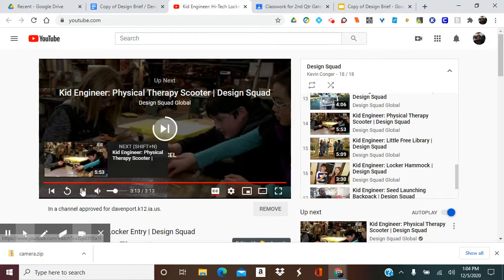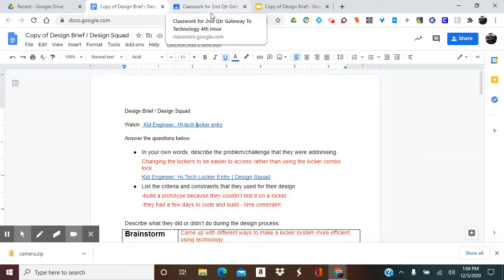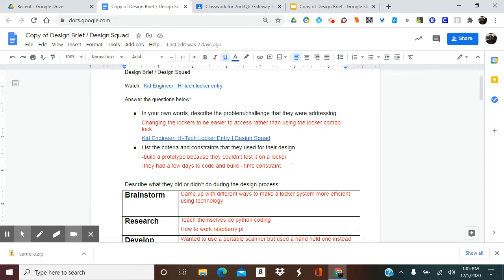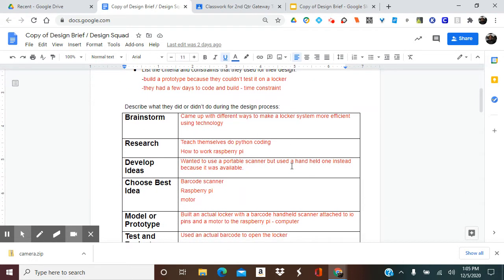Okay, so that is the locker. Now let's talk about the worksheet. Okay, so they wanted to change the lockers so that it's easier to access rather than using the locker combination. Then they built a prototype because they couldn't use an actual locker. They had a few days to do the code and they built it. That would be the time constraints. Other than that, I didn't really hear a whole lot about their constraints.